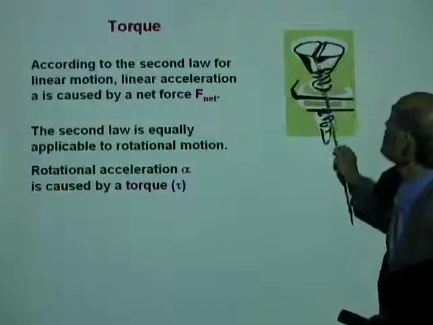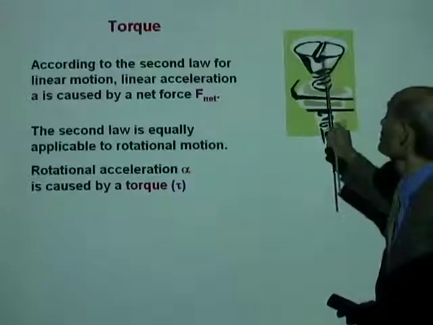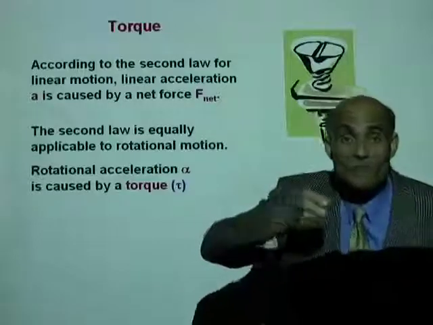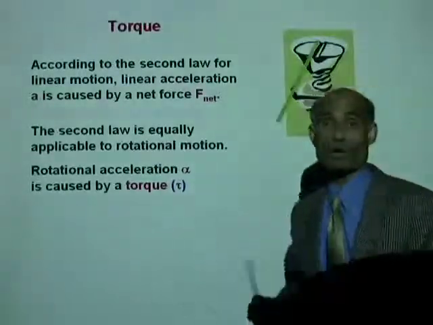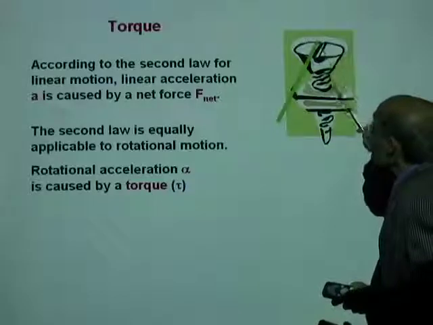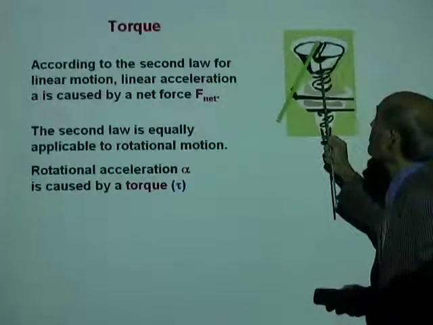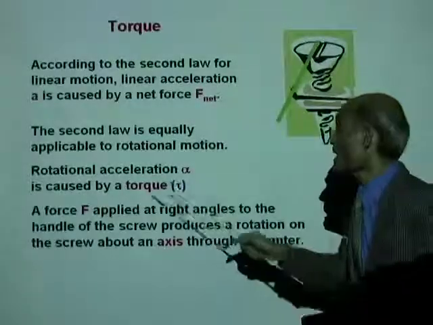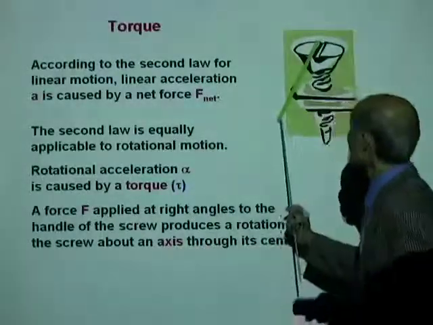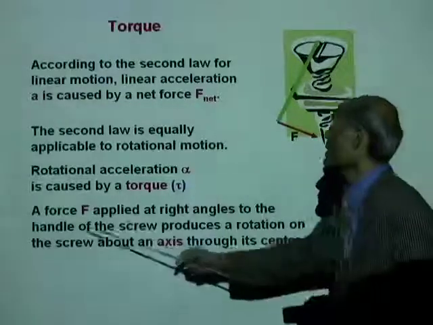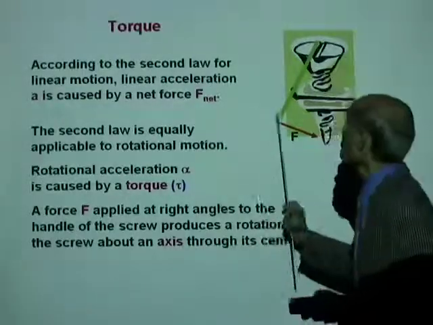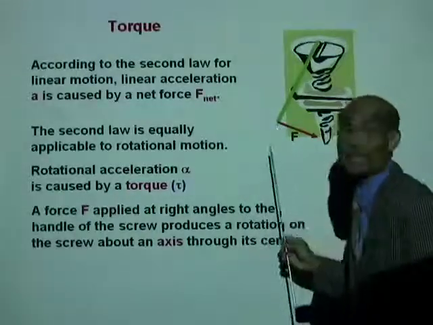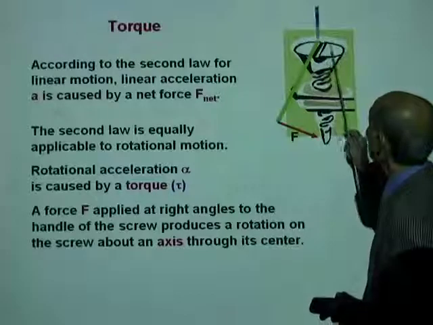Now, you are familiar with this situation. Here you have a screw. If you want to rotate that screw, you have to apply a torque. Now, I have a lever here which I can put into the groove and then turn the screw. A force F applied at right angles to the handle of the screw produces a rotation on the screw about an axis. What is the axis of rotation?